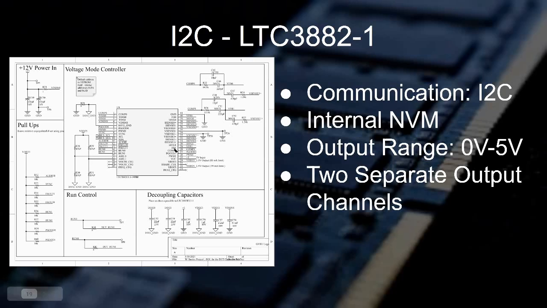This chip will allow us to output 0 volts to 5 volts, and has two separate output channels, which can be used for some devices that might require two different voltages. For example, some of our devices require a core voltage input as well as an I/O voltage input. And sometimes those are different values. So with the two separate output channels, we'll be able to power both of those with just one single chip.